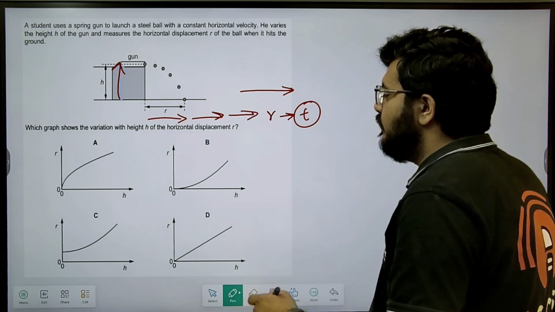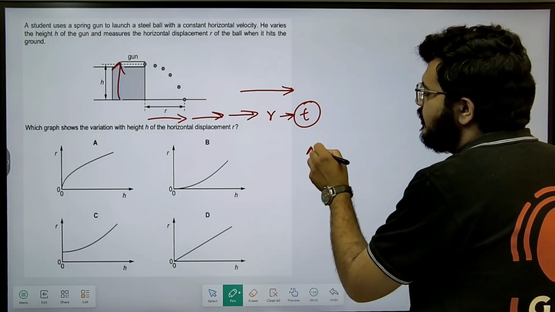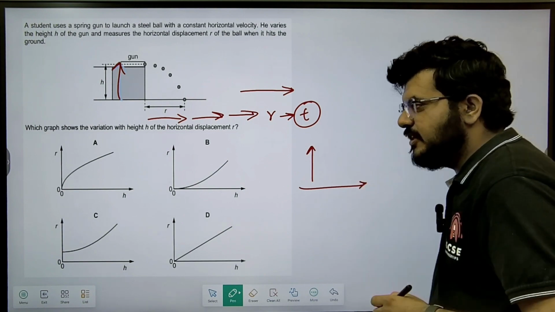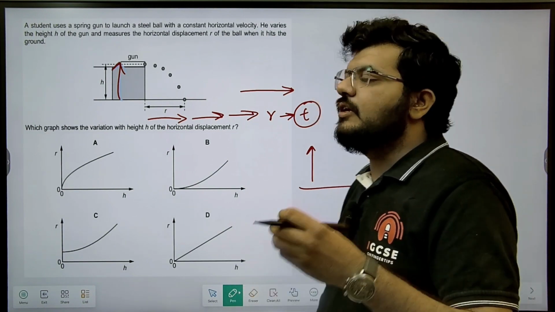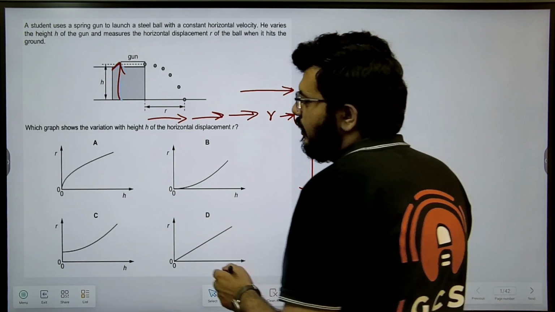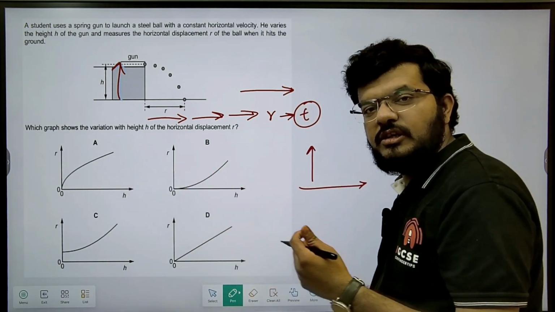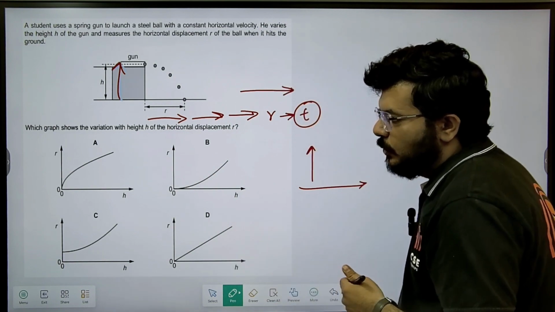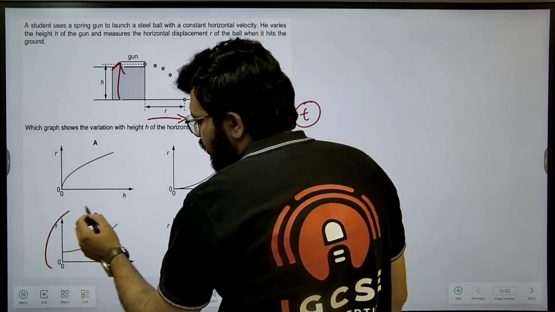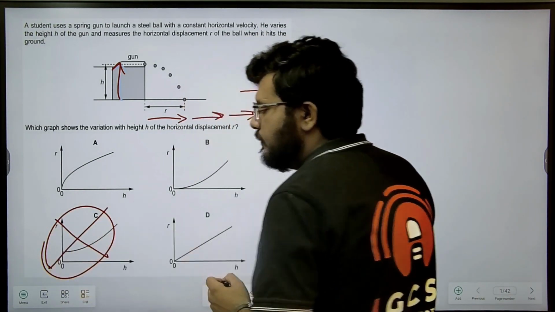Here you have to understand that vertical displacement and horizontal displacement are different. They can be treated individually. So what will happen when the height is 0? The r is also 0. The ball immediately drops to the ground, right? So this cannot be your answer, right?